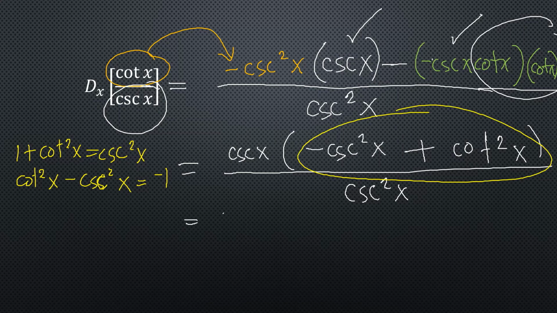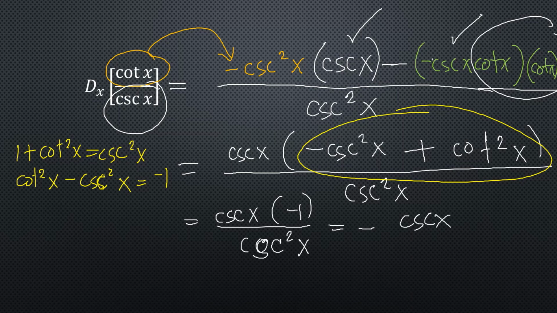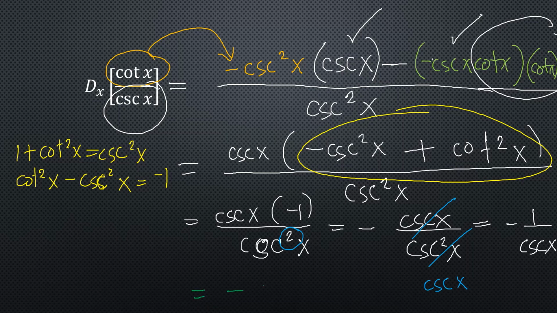So we have cosecant x times negative 1 over cosecant squared x. Okay, so we have negative cosecant x over cosecant squared x, and that will be negative 1 over cosecant x kasi pwede natin mag-cancel. Then matitira na lang is cosecant x kasi that is squared. And negative 1 over cosecant x is actually equal to negative sine x. So the answer is negative sine x.